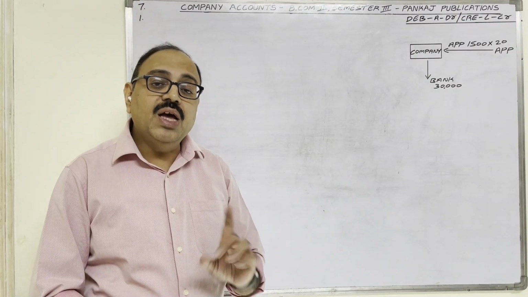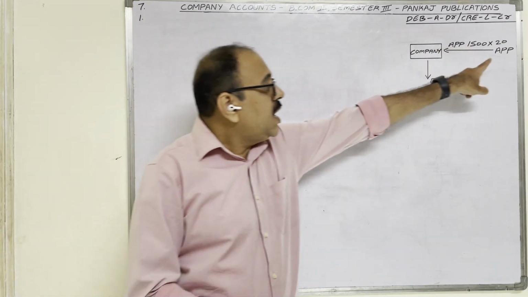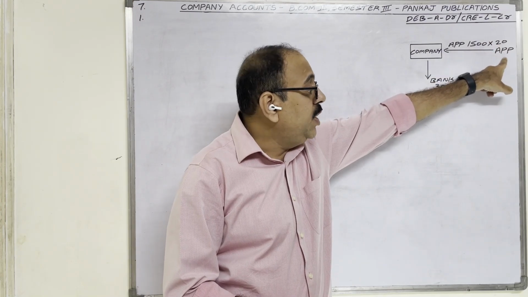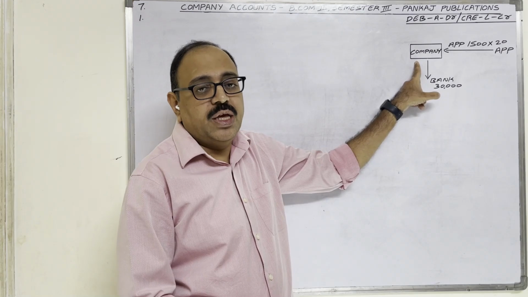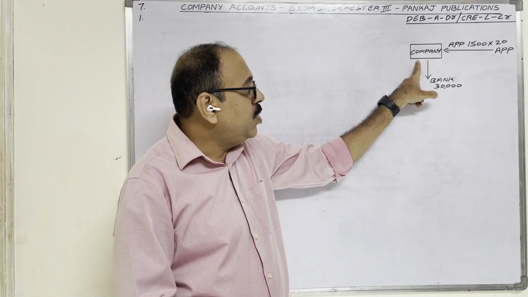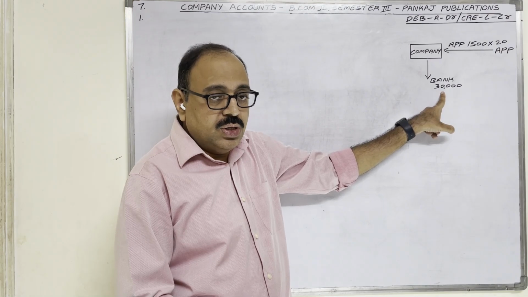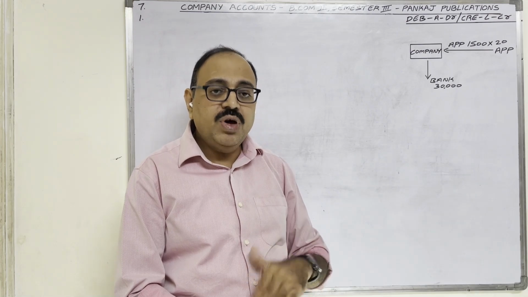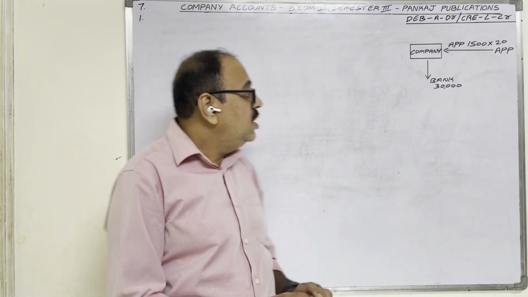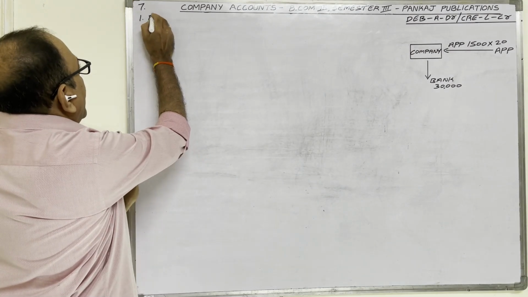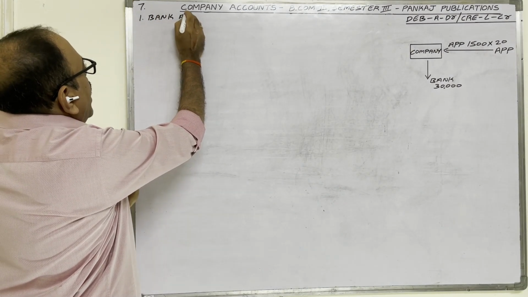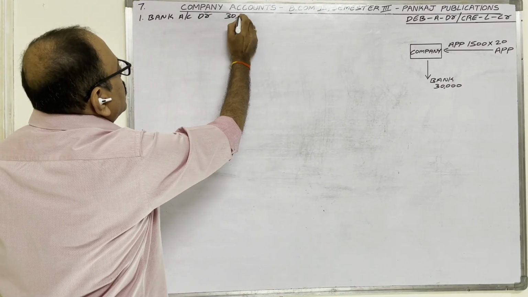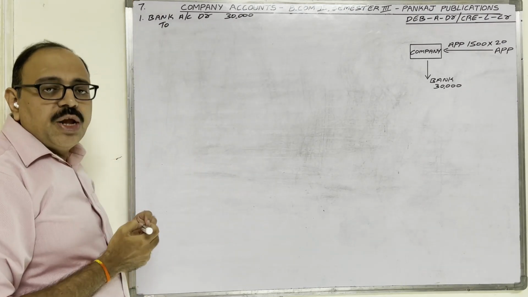First entry is for receiving application money. Public applied for 1500 shares. At the rate of 20 rupees each from applicants, 30,000 is coming to the company. Our assumption is the company deposited that money in the bank account. So bank account is a personal account. Personal account rule: debit the receiver, credit the giver. Bank is a receiver. Therefore, in the first entry, bank account should be debited. Bank account debtor, 30,000 is coming now. Therefore, 30,000.